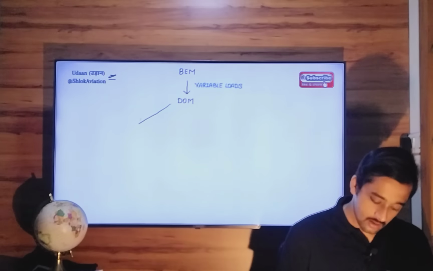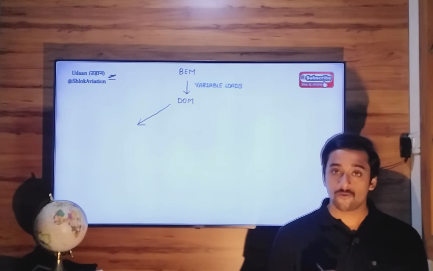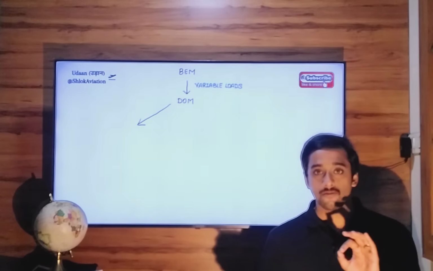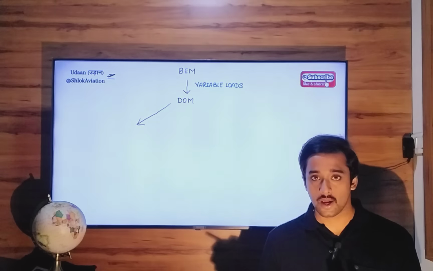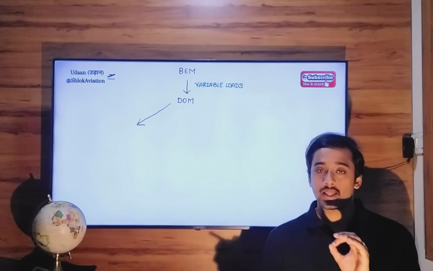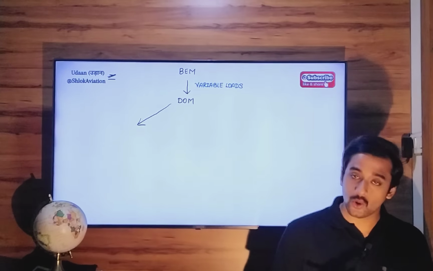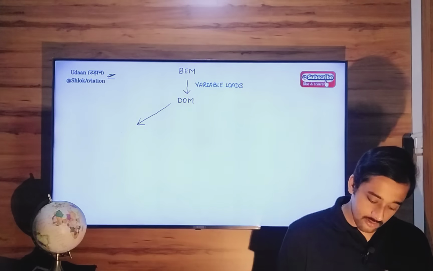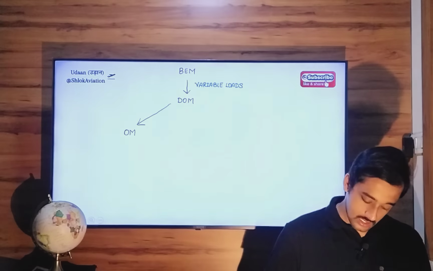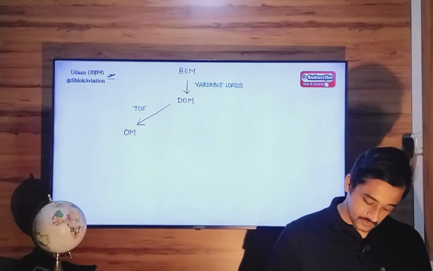Now next, when you add takeoff fuel or fuel on board, that is the fuel in the fuel tanks when the aircraft is lined up with the runway on the threshold ready for takeoff, the fuel remaining in the fuel tanks at that point of time is called takeoff fuel or fuel on board. So DOM plus that fuel will give you operating mass.